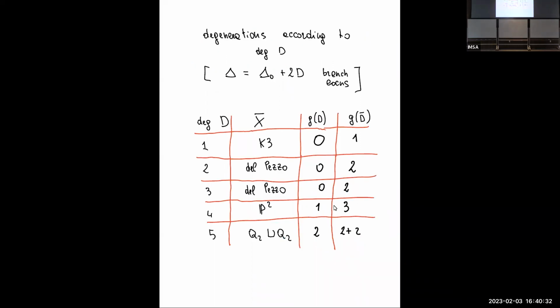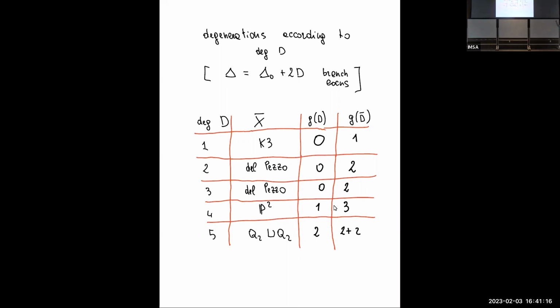And in our particular situation, we have this classification if we consider the case where the branch locus is non-reduced, which gives a non-normal surface. So according to the degree, we obtain this normalized surface X. So we have the genus of D is 0 and the genus of D bar is 1, 2, 2, 3. And if the degree of D is 4, then the genus of D is 1 and the normalization is P2, and D bar is of genus 2.